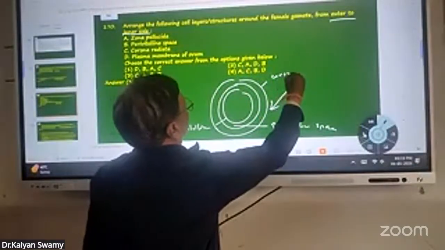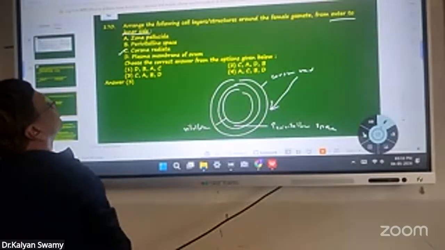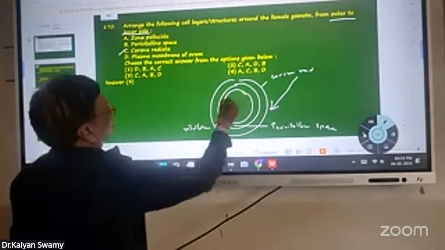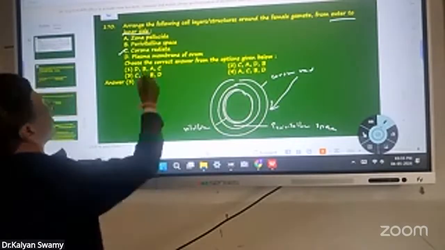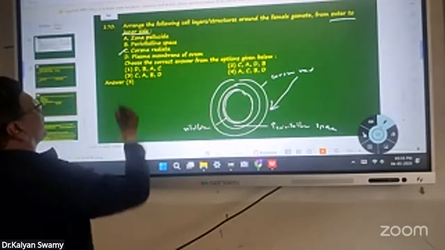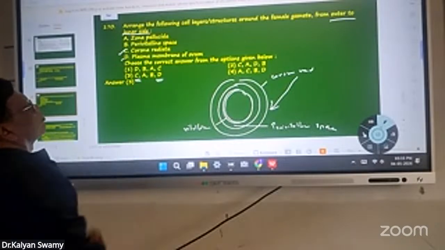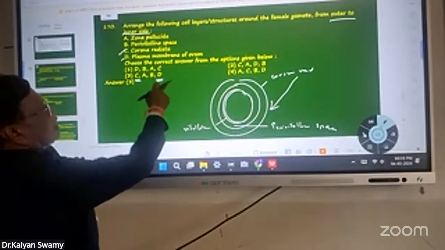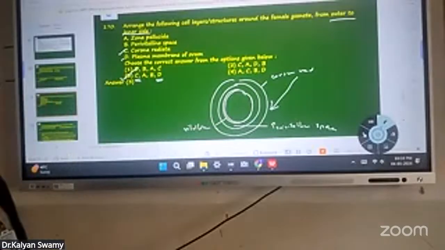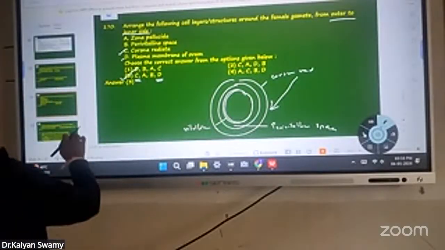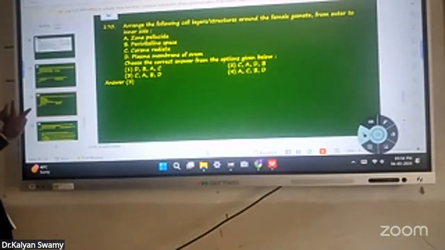Corona radiata. Corona radiata. See, what is the innermost layer? Plasma membrane of the ovum, the vitelline membrane. Only C part, D not, only one is there. They automatically we can move on. Okay. Then coming to the next question. Very soon I will finish.